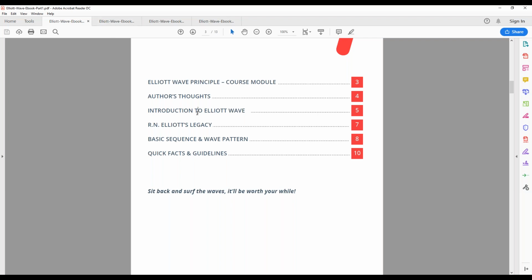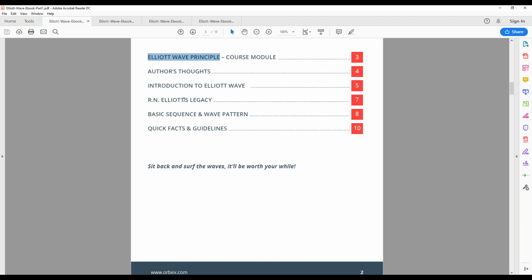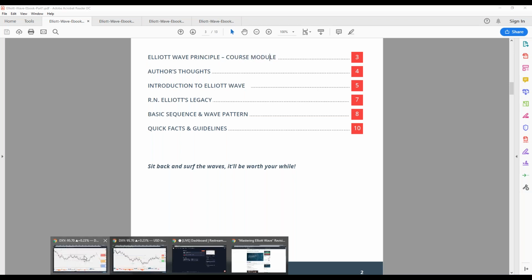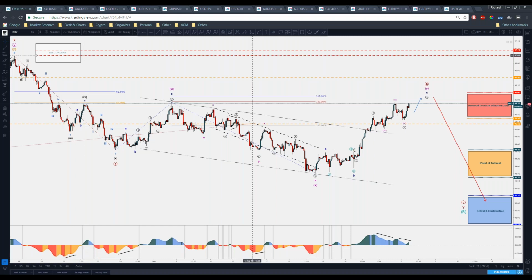So let's say, for instance, the Elliott wave principle. What is the Elliott wave principle? What does it represent? It's a very complicated, complex thing. For me, it's basically the price action, right? The price action right here, what we actually see in front of us.